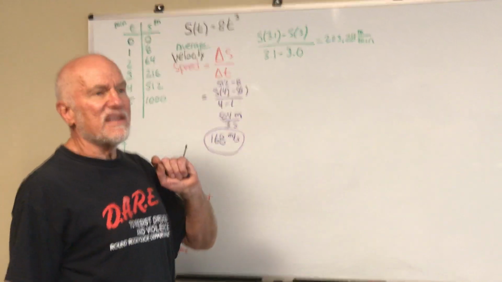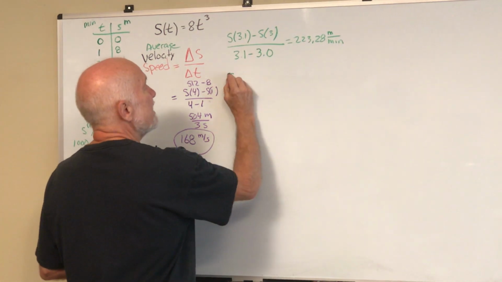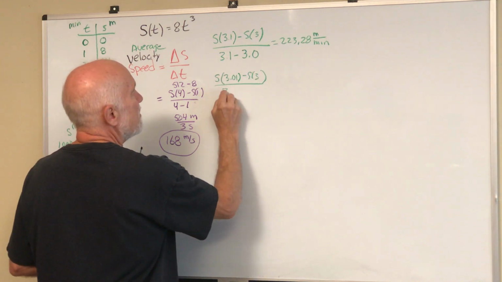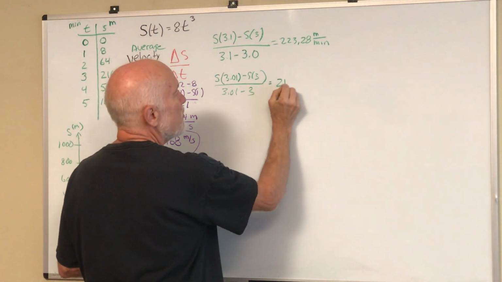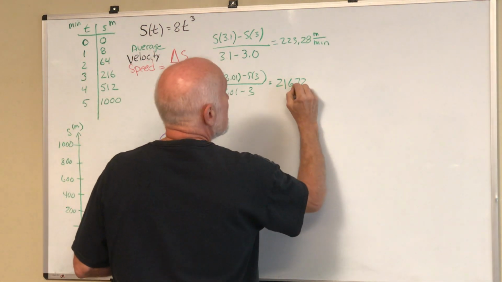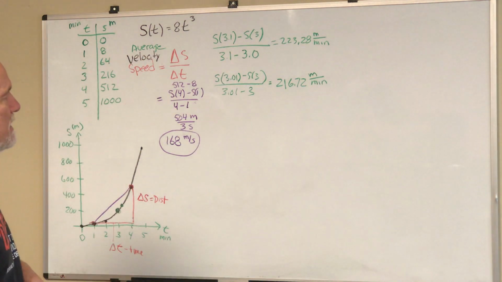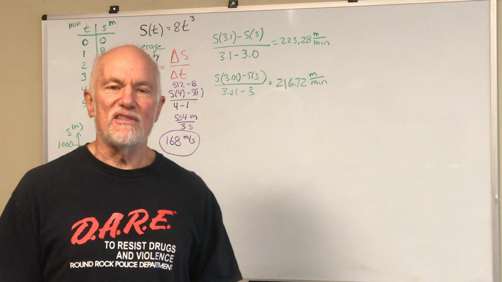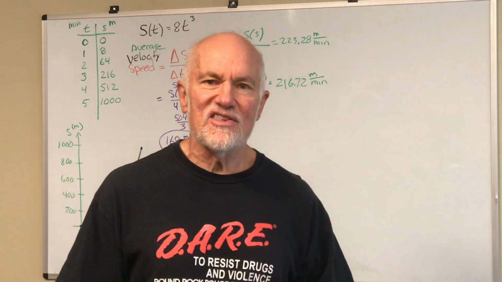She said, that's not exact. So I tried one more thing. I said, what if we do 3.01? Now, when we put it on the calculator, it came out to be 216.72 meters per minute. But it still wasn't quite making either one of us happy at this point, because we thought it's really intriguing if we could only figure out a way to do this instantaneous.